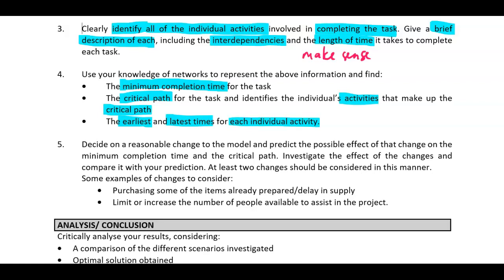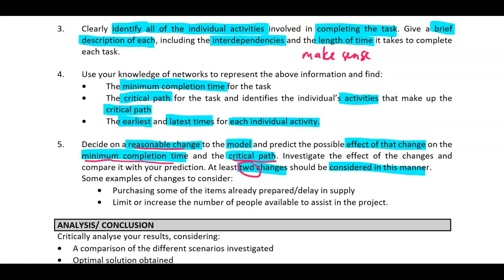Okay, and from here, when we go to step 5 here, there must be 2 changes that you must consider. What do we mean by that? That means, should there be any change to your model, what do you predict the effect on the change to the minimum completion time and critical path? Now this one here is very important. What will be the effect on the minimum completion time and critical path should there be a change? And in this case, we want 2 changes.